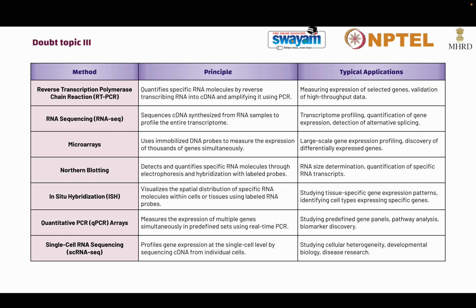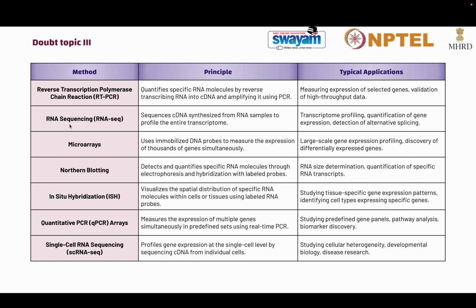Now there was another doubt in which you asked about the different methods which we can use to analyze the expression. We can use reverse transcription PCR, that is RT-PCR. When you want to see the expression, RT-PCR helps us to quantify specific RNA molecules by reverse transcribing RNA into cDNA and then amplifying it using PCR. Its application is measuring the expression of selected genes and validation of high throughput data.